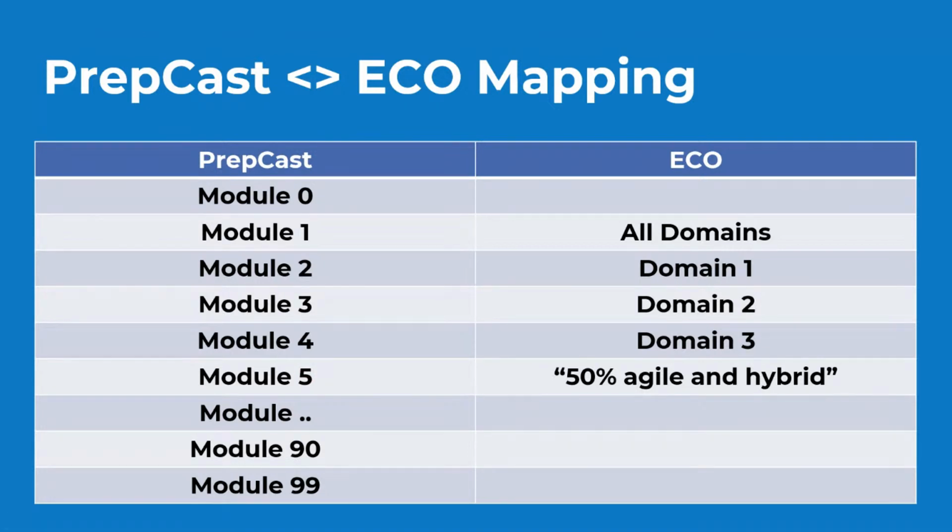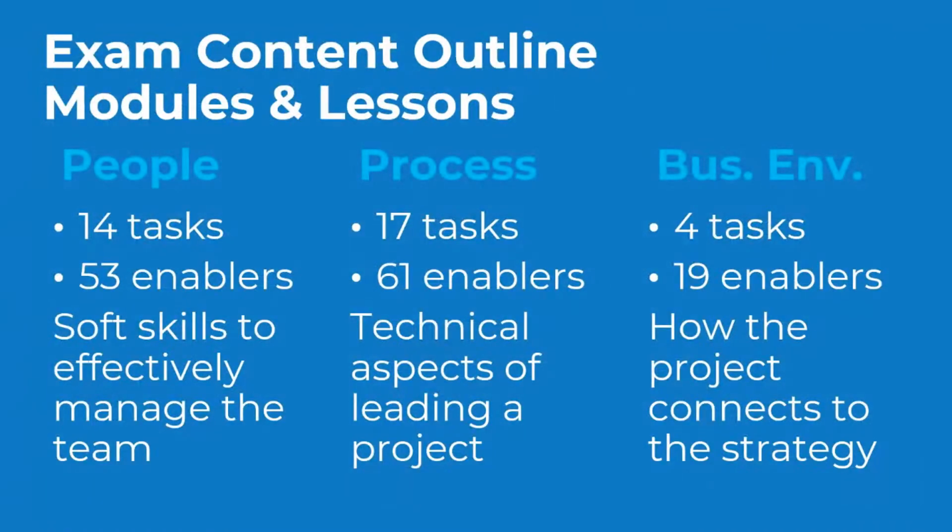Okay. Just briefly, for those of you who don't really know the structure of the ECO, here you go. The ECO consists of 3 domains: people, process, and business environment, with 14 tasks, 17 tasks, and 4 tasks. And each of these tasks is a lesson within our PrepCast. So if you're wondering about process task 6, well, that's domain 2, which makes it Module 3. So just go to Module 3 and look for the 6th lesson, and you'll get the 6th task, right? So this is the structure.